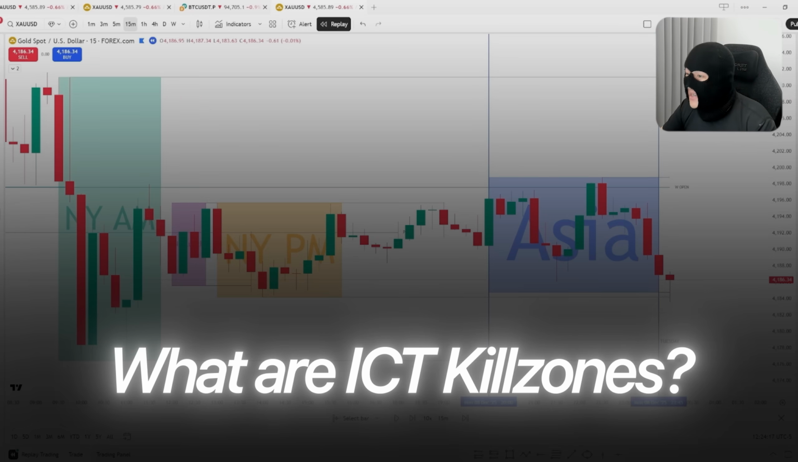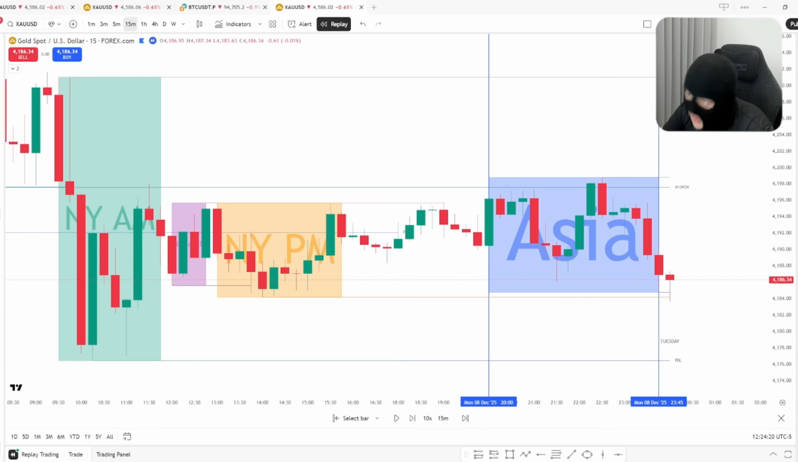Now let's get right to it. First up, what are ICT kill zones? ICT kill zones are specific windows during the trading day when the market experiences higher volume or is expected to exhibit unique behaviors. They're not strategies, they're not entries. They're just time windows during which liquidity enters the market and institutions are active. And when institutions are active, that's when price expands the most. Your job as a trader isn't to trade all day. It's to show up at the right time, execute on the right moves, and ride the wave along with smart money.